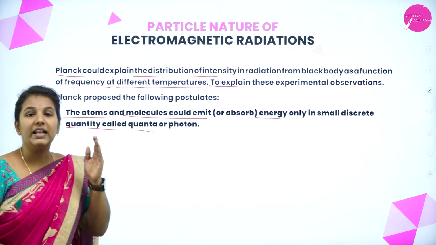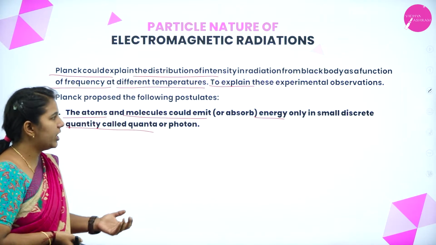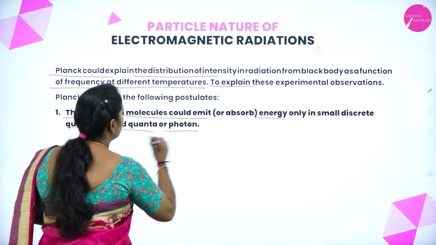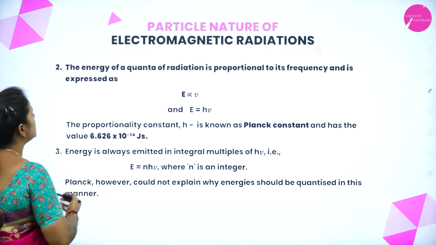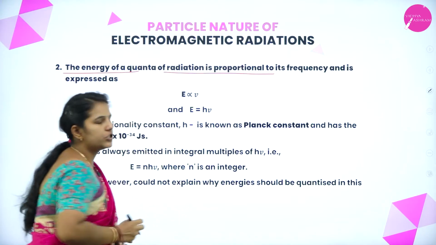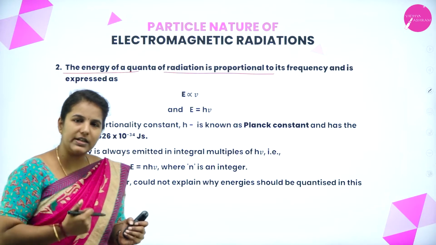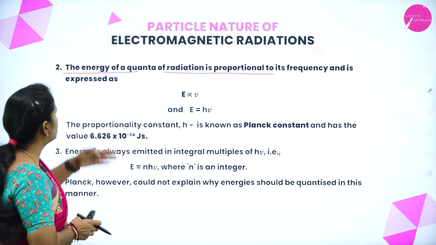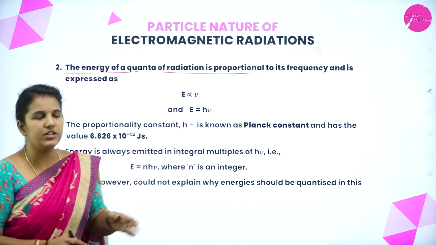According to him, atoms and molecules can absorb or emit radiation in the form of small discrete packets, known as photons or quanta. In the second postulate, he says that the energy of the quanta of radiation is always proportional to the frequency. So once atoms or molecules absorb energy in the form of packets known as quanta, the energy is directly proportional to the frequency of radiation.